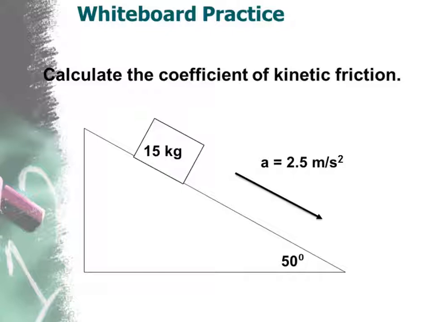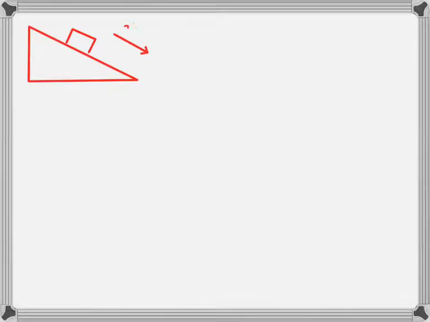Alright, so what I have here is a 15 kilogram block and a 50-degree incline, and we know that this block is accelerating at a rate of 2.5 meters per second squared. So I'm going to redraw that block right here to give myself some room to work. And it's always a good idea to start off by drawing free body diagrams. So I'm going to draw a free body diagram of this block.